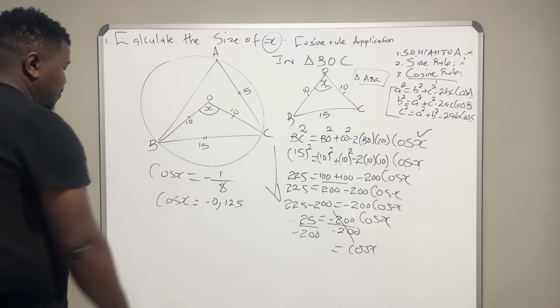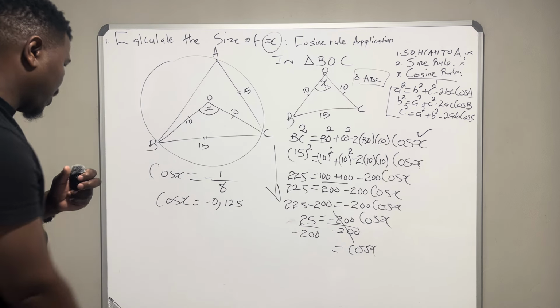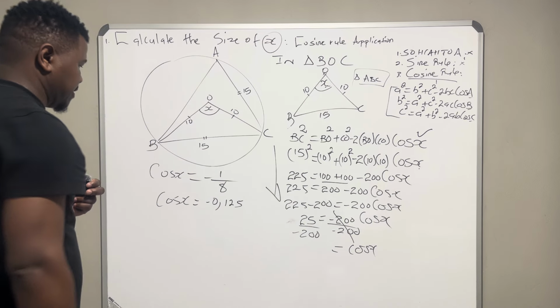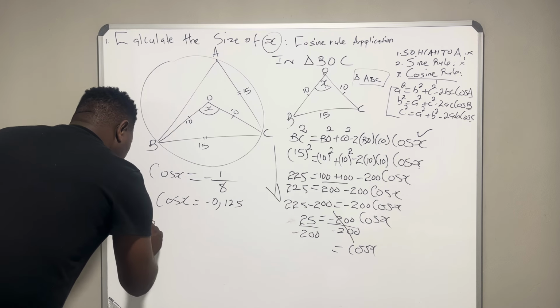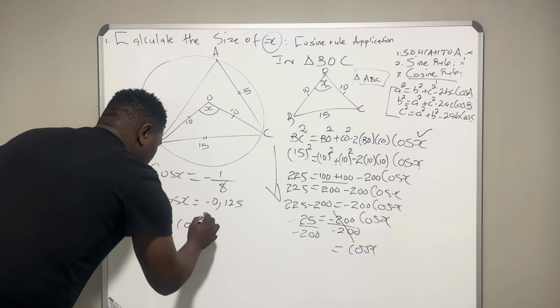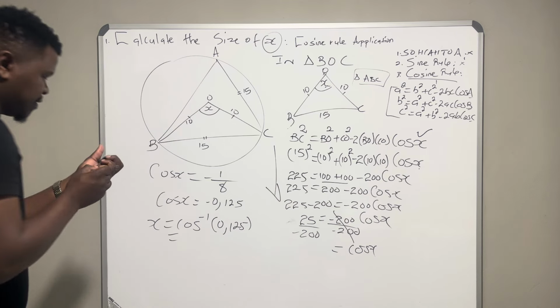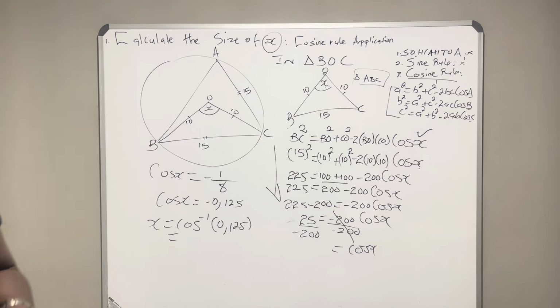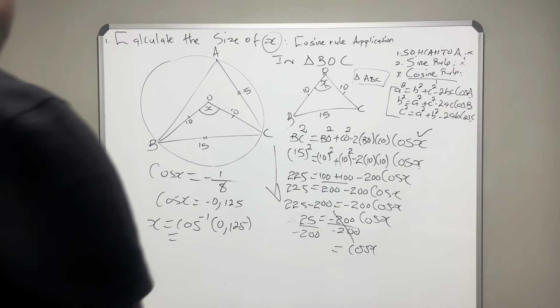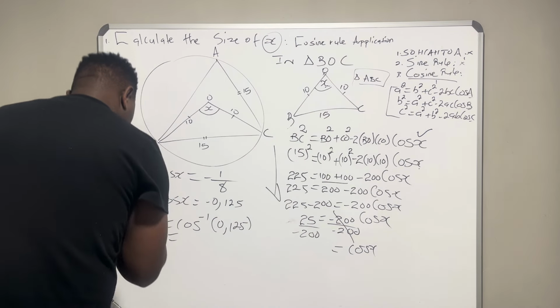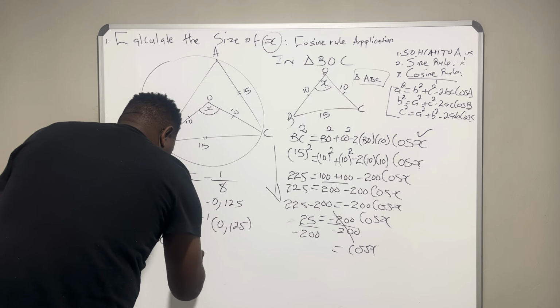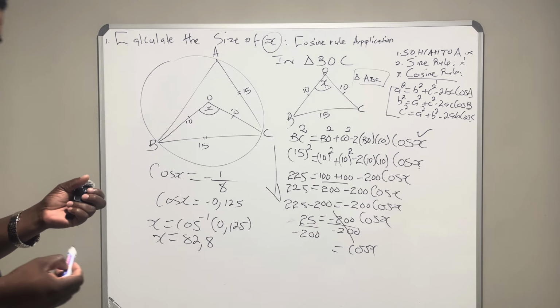Now, because we are looking for x, let's shift cos. And when we shift, we ignore the negative, right? So x is equivalent to this, which will give us what? Let me take out my calculator. We are shifting there to the right hand side. We are getting 82,8. I'm getting 82,8 after shifting.